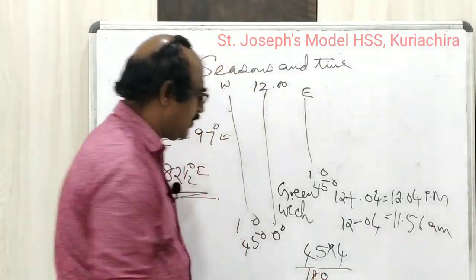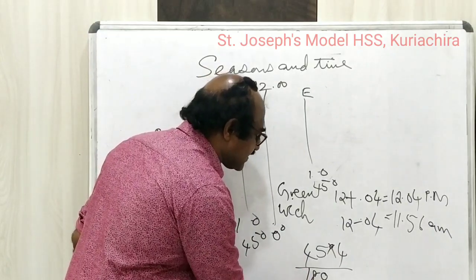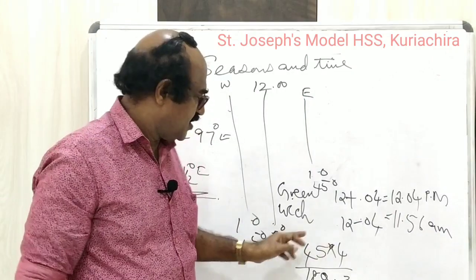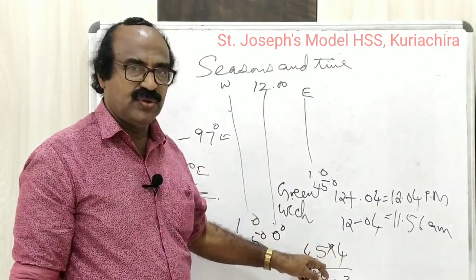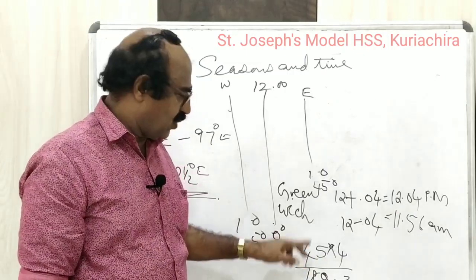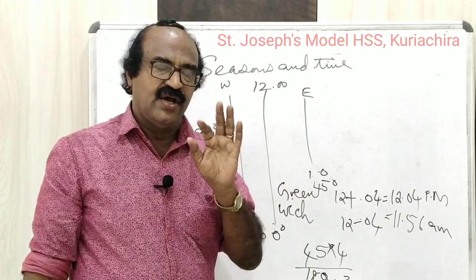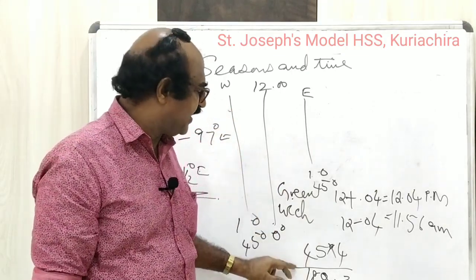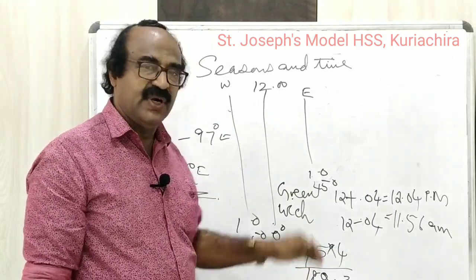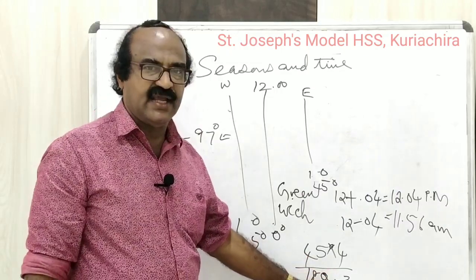Then you have to divide it by 60, then you will get 3 hours. 45 into 4. Why am I doing it like this? Because to complete a 45 degree rotation, the earth will take 180 minutes. Then we have to divide it by 60, then you will get 3 hours.